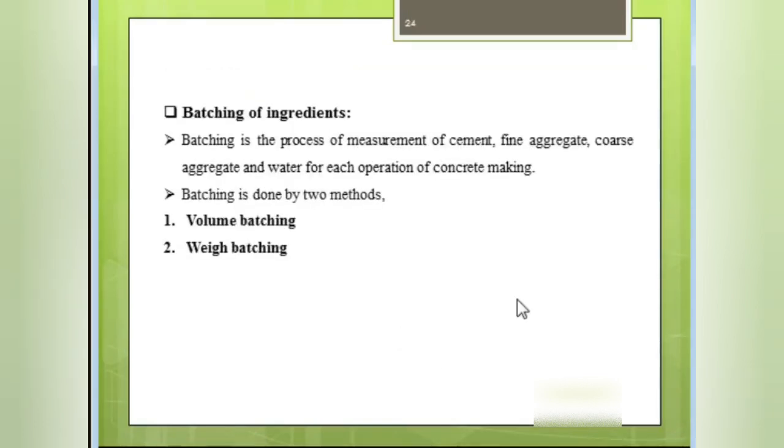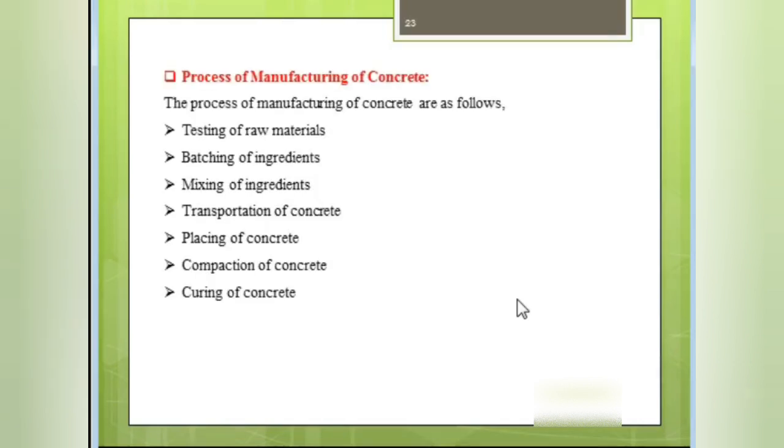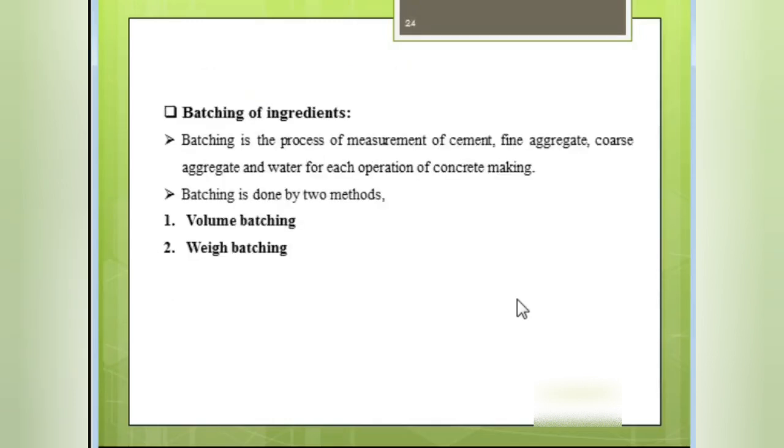So first one, the batching of ingredients. Testing of raw material, that first step, we have studied in the first unit. Cement, aggregate, their test properties, we have studied. So next one is batching of ingredients. There are two types of batching, volume batching and weight batching. Means we have to measure our ingredients of concrete, fine aggregate, coarse aggregate, cement, water, each of them with the help of volume batching or weight batching.